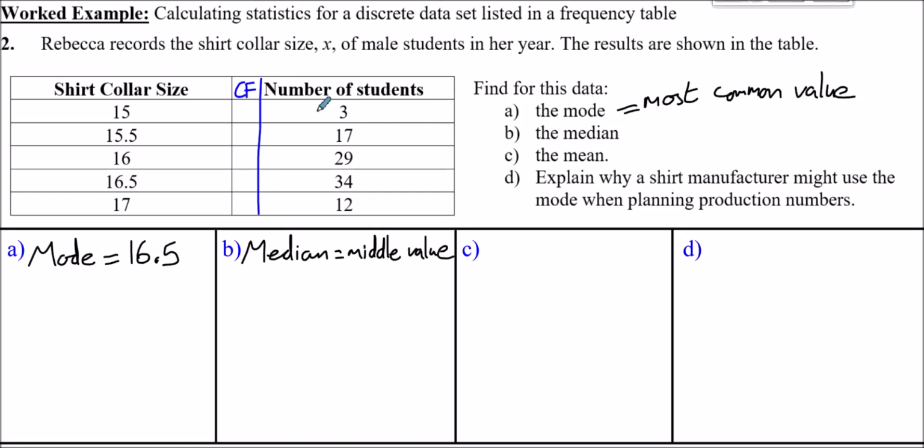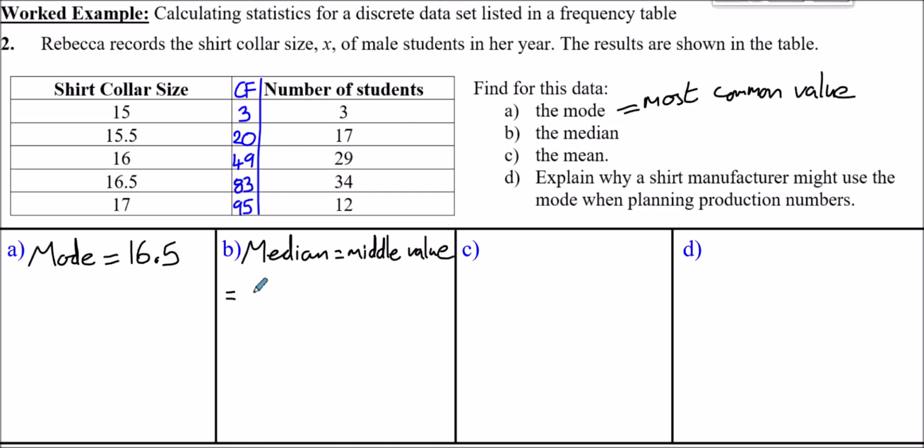So the first row just has 3. The next one, 3 plus 17, is 20. 20 plus 29 is 49. 49 plus 34, that's going to give us 83. And finally, 83 plus 12 is 95. So we've got 95 values.